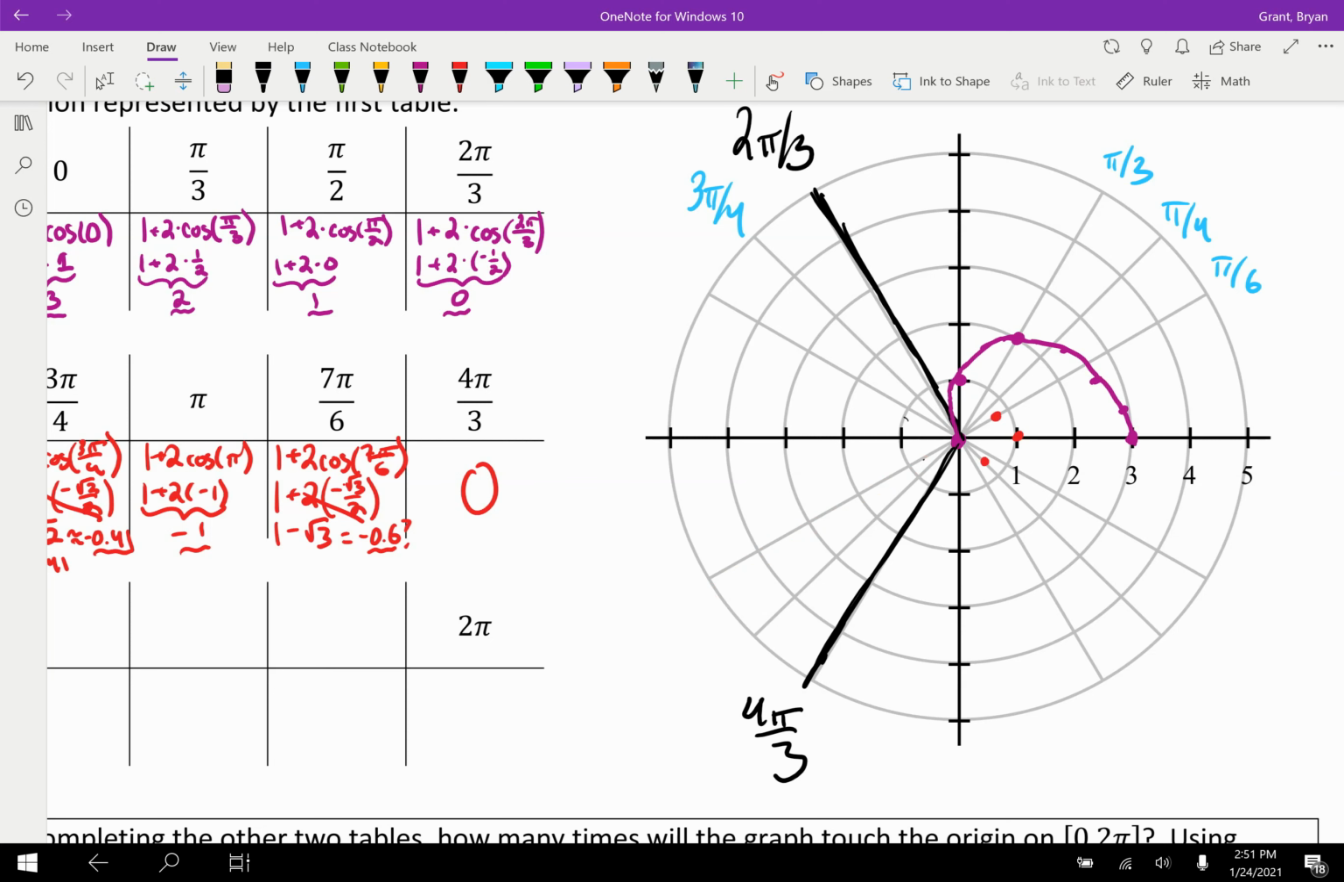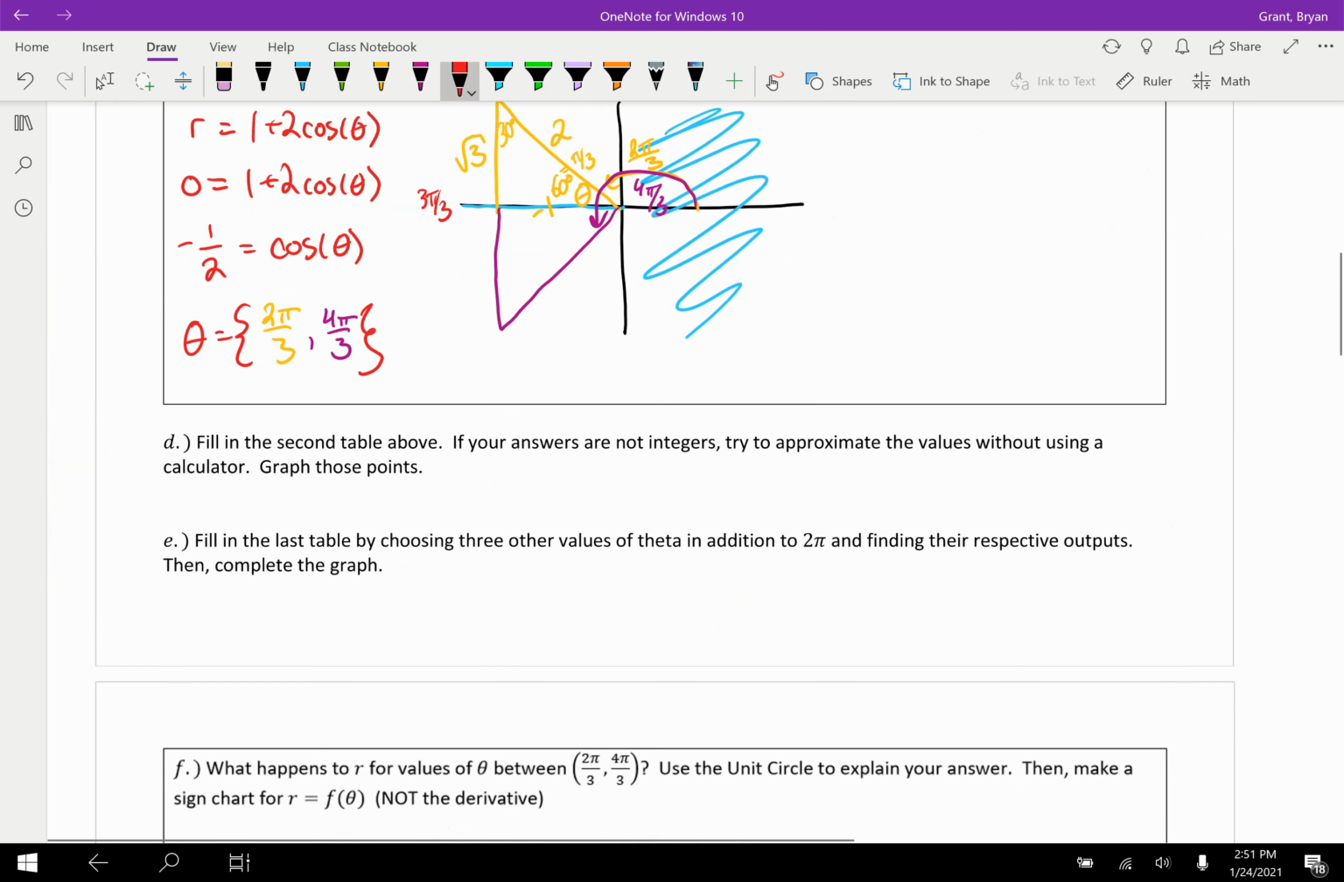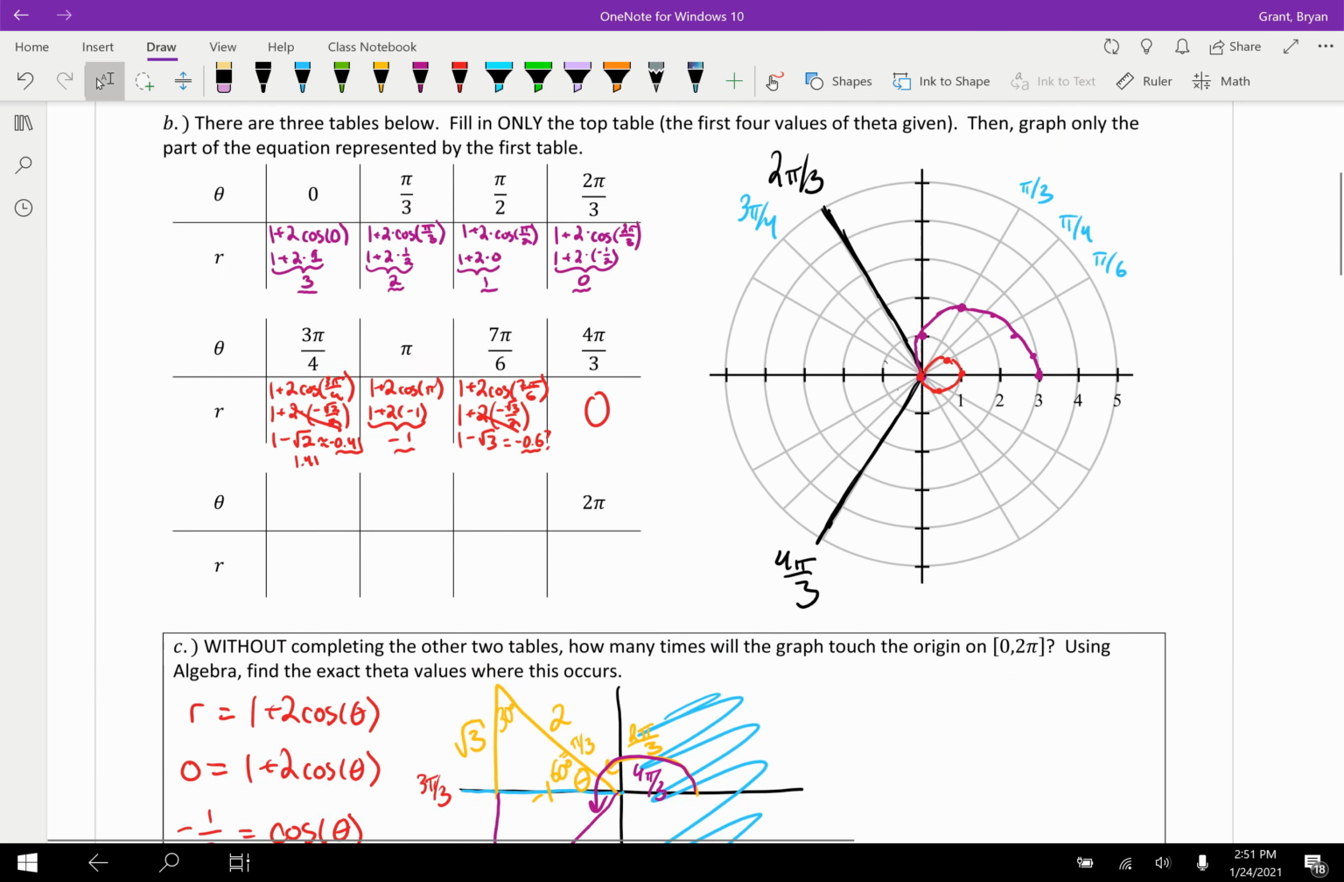And then at 4 pi over 3, we are back to 0. So what does this look like? Well, we started by going out here, then we come around, swing around, and come back to the origin. Look at that, inner loop. How exciting!